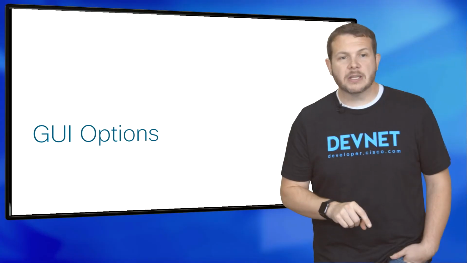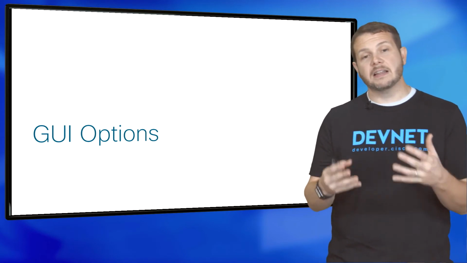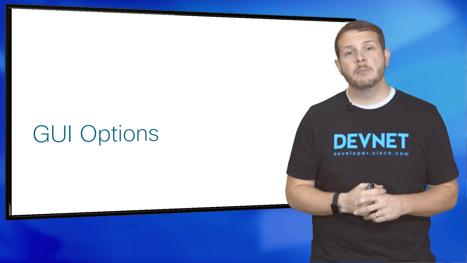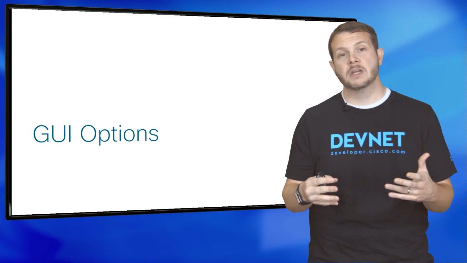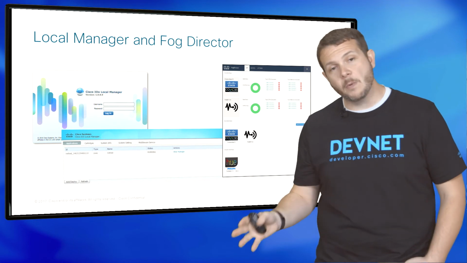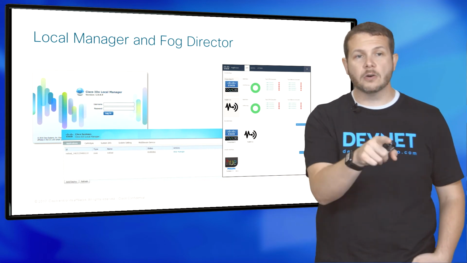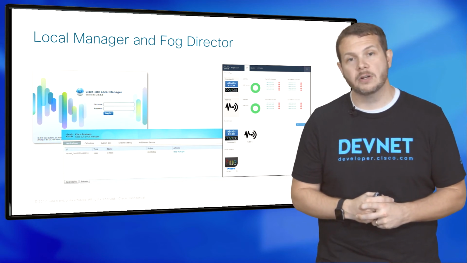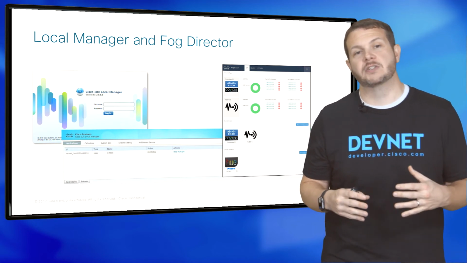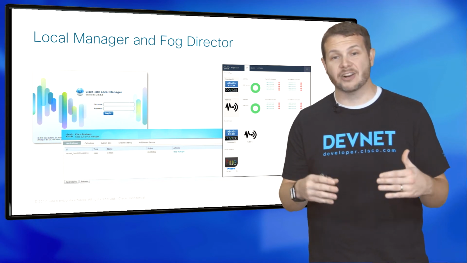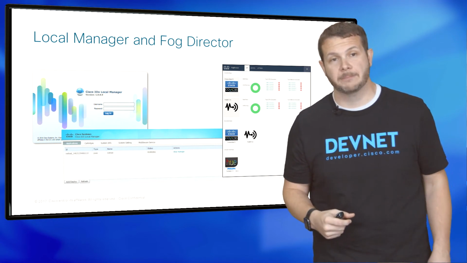Now we've looked at how we can do this using ioxclient, the CLI utility, which is the preferred mechanism for most application developers. But we do also offer GUI options to install and manage. Now those GUI options, as we talked about way at the beginning of the presentation, include Local Manager, which is a web interface running on each individual IOX node, as well as Fog Director, which lets you manage all of your IOX clients or all of your IOX devices across your entire network at scale.